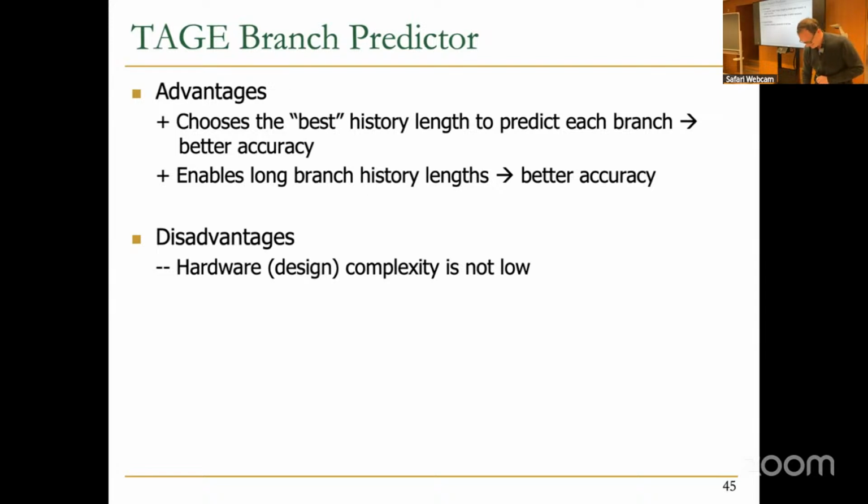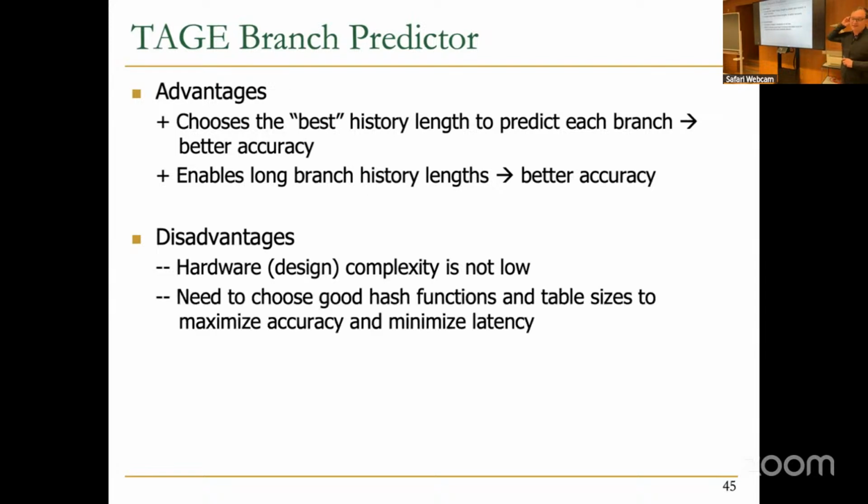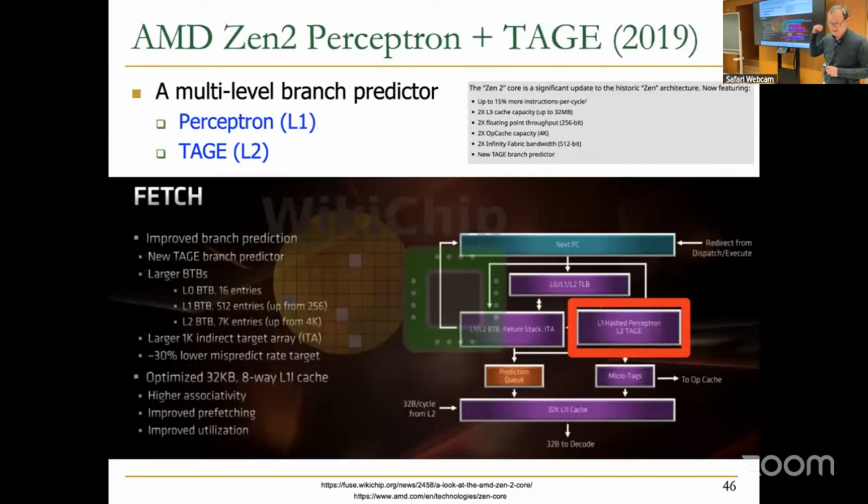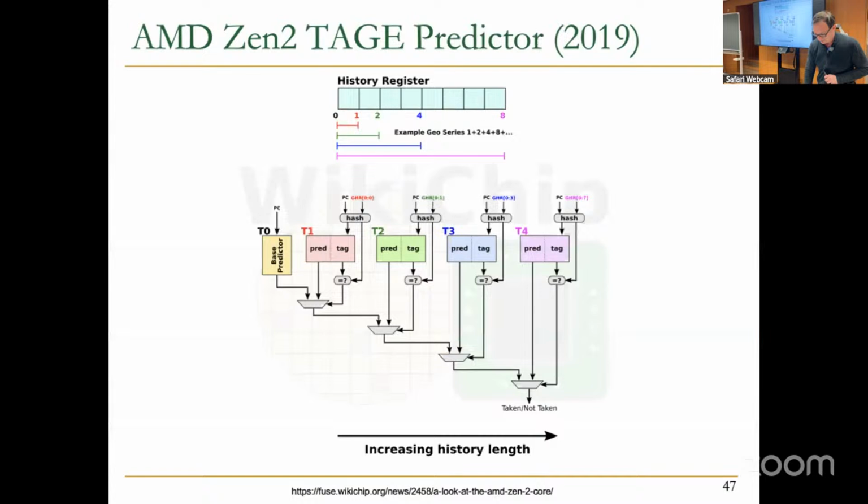Right? Okay. So the disadvantage is that the design space is large. You need to choose good hash functions and table sizes to maximize accuracy and minimize latency. And again, this is another successful recent idea. As I said, starting with Zen 2, AMD implements Tage as well, in addition to Perceptron. And they use Tage as an L2 predictor. I don't know if they still do, L2 meaning level 2. So if the Perceptron is deemed to be not so accurate for a branch, they correct it using Tage. Okay, this is again from that picture. I think they got this one right.